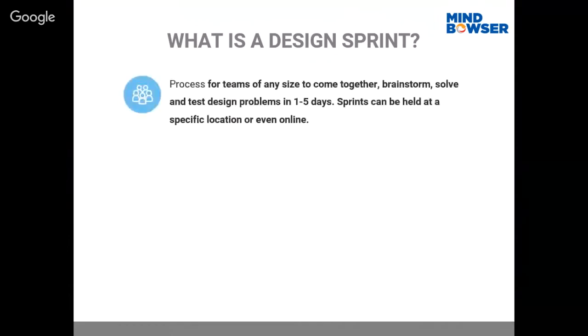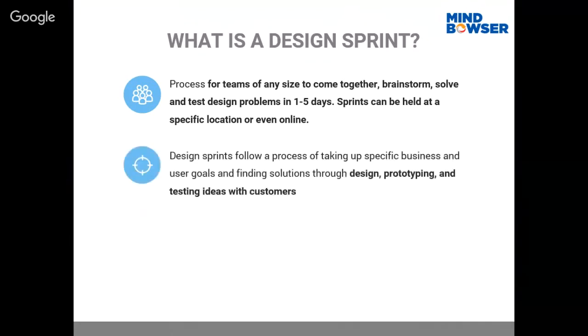So a design sprint is basically a process or a framework for teams of various sizes to come together to brainstorm and to solve design problems in between 1 to 5 days. It's a total collaborative team effort, and there's a lot of creative brainstorming and ideation that happens in a design sprint. And the fun part about design sprints is that they can be held at a specific location, for example, a sprint room, or they can even be conducted remotely or online. So design sprints follow a process of taking up specific business challenges and user goals, and then finding solutions through design, prototyping, and testing ideas with customers.